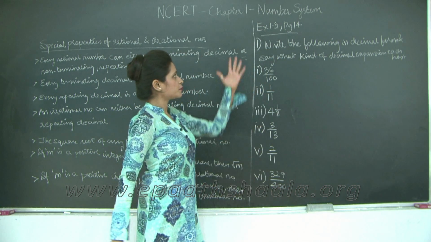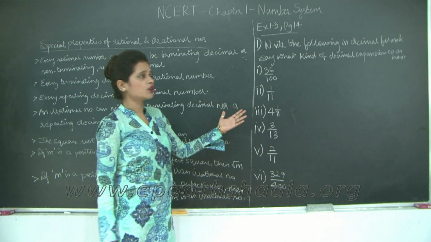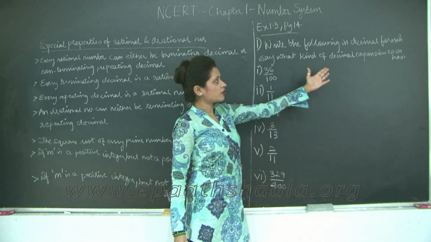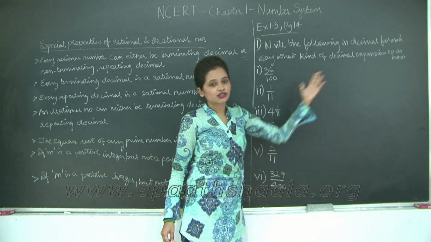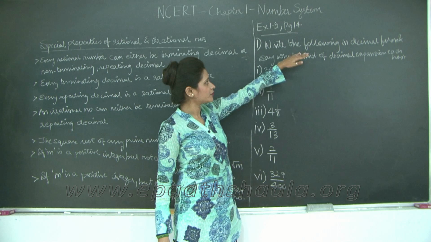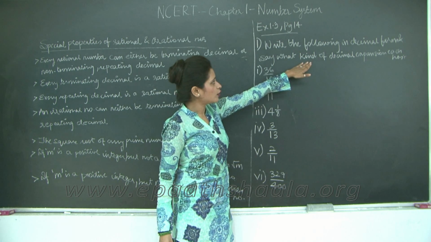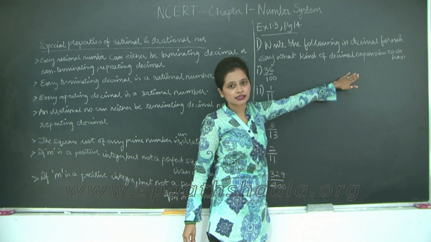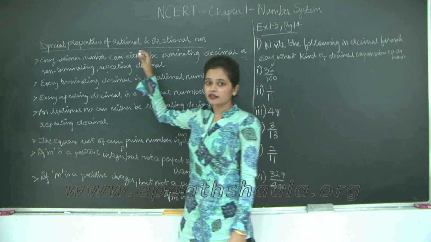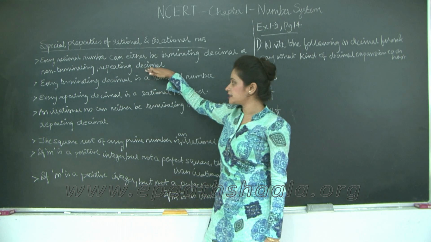Let us not waste time and proceed with exercise 1.3 of number system. Let's take a look at the first question. Write the following in decimal forms and say what kind of decimal expansion each has. There are two parts in this question. First of all, we need to convert these fractions into decimals, and then you have to state what kind of decimal expansion it is. We have learnt three kinds of decimal expansion. One is the terminating decimal, then we have the non-terminating but repeating decimal.